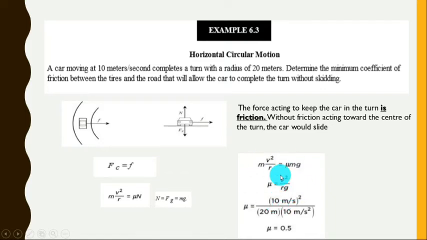Then I start to substitute the numbers, magnitudes. At the end, you will find the answer 0.5 without any unit because the coefficient of friction has no unit. Okay? I hope that this question is clear.